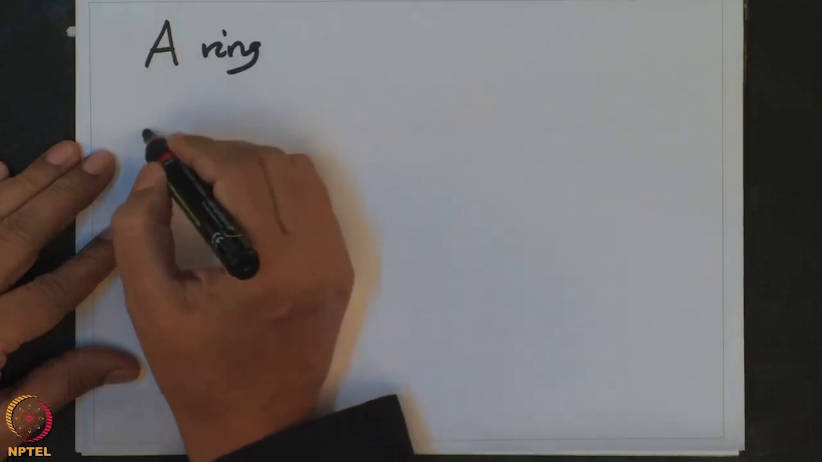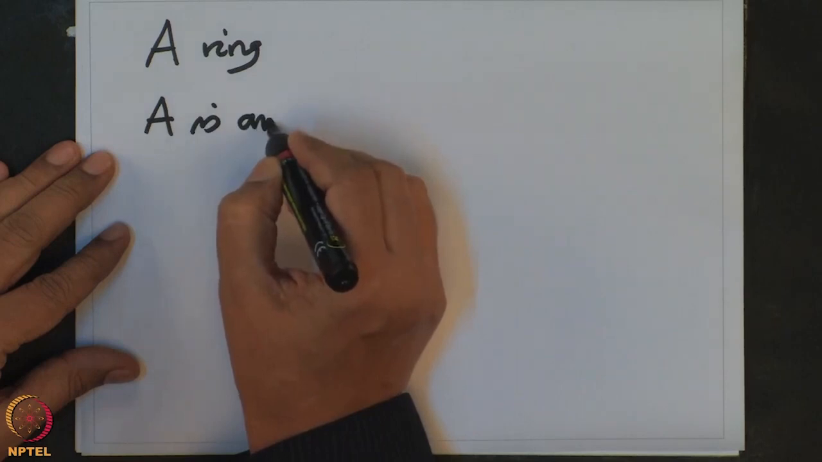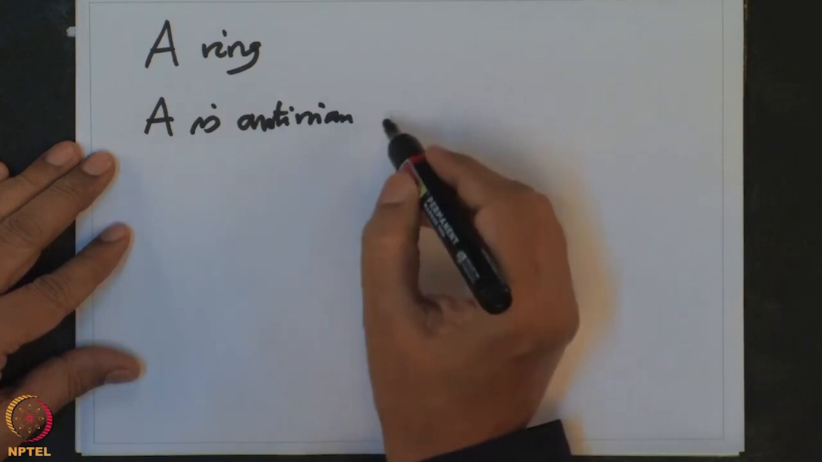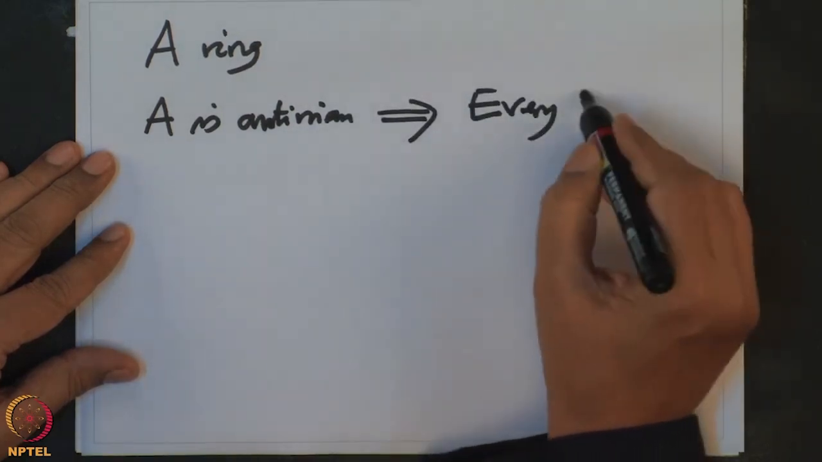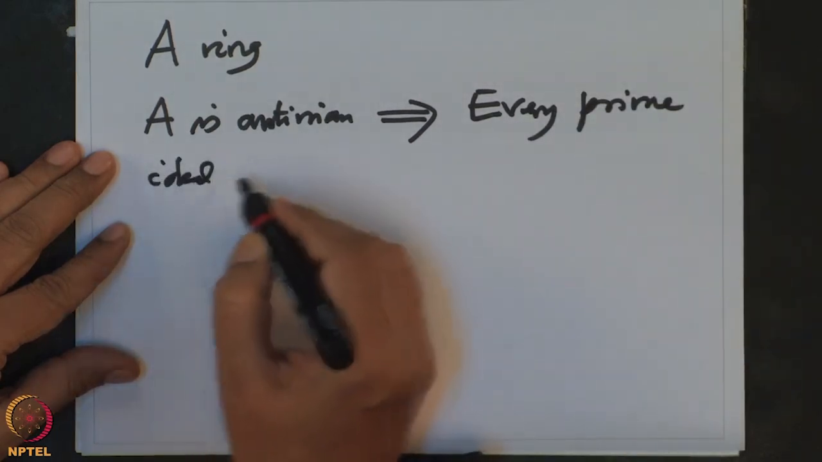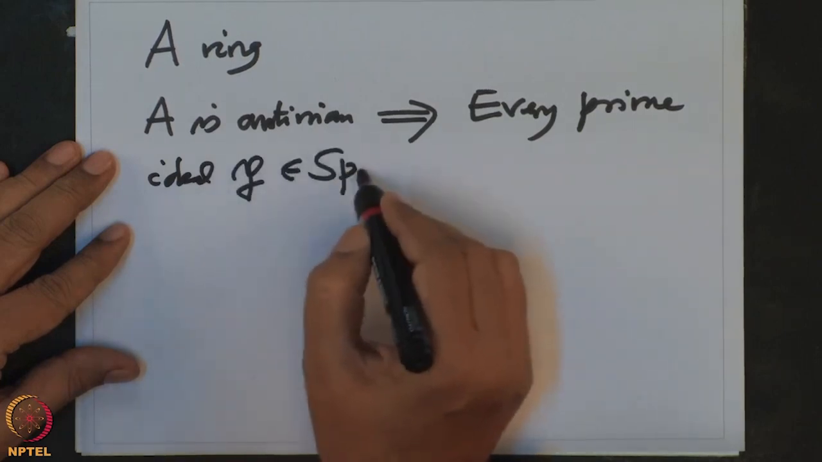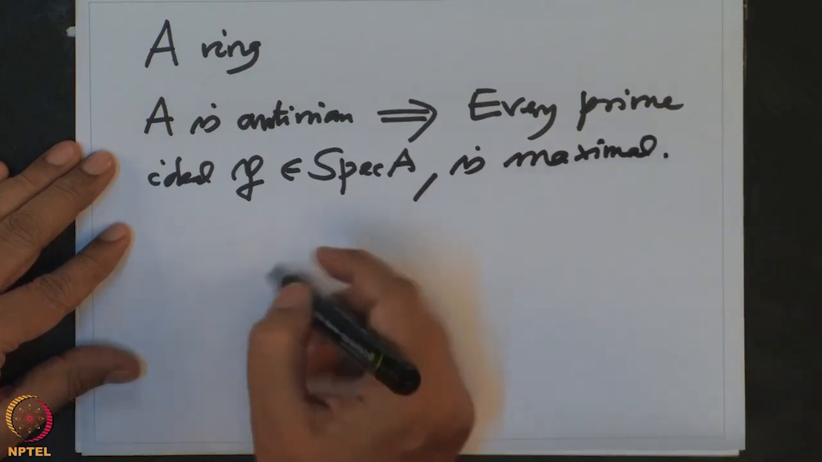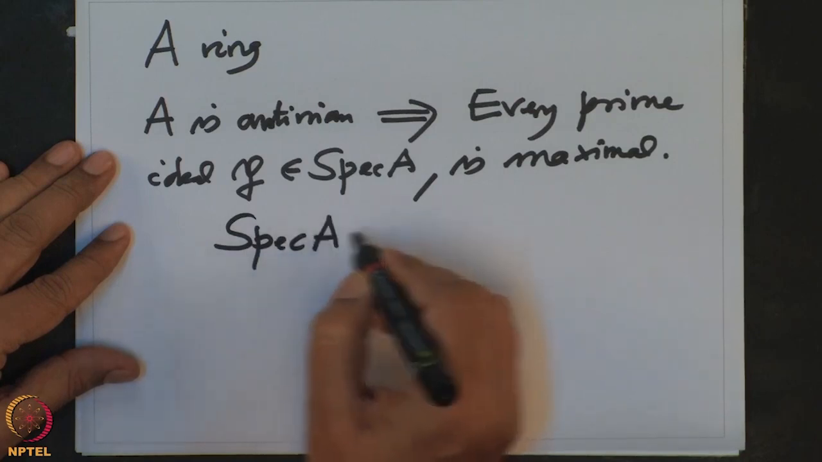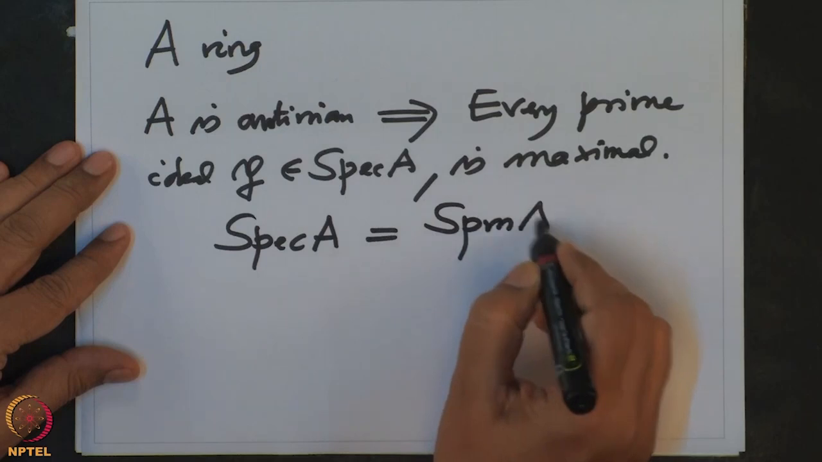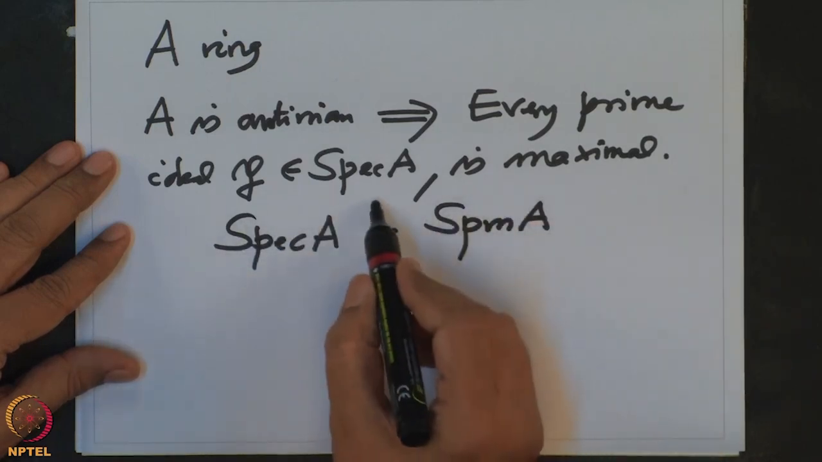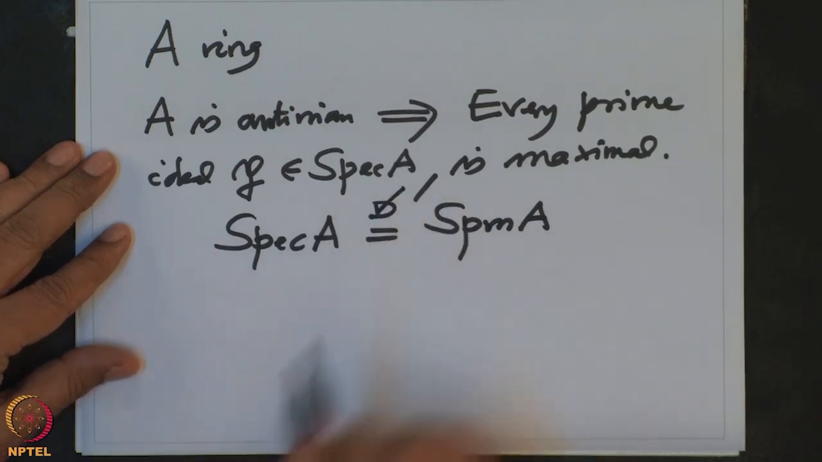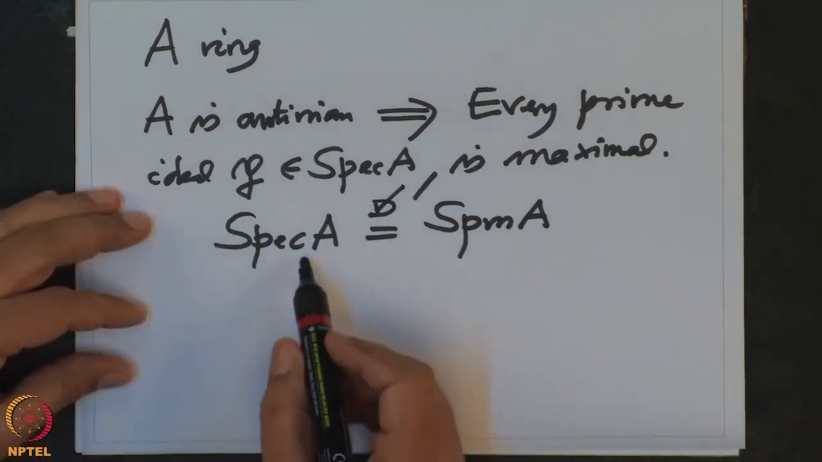All right, now the next important observation I want to show is the connection with the prime ideal. So suppose I have a ring A and suppose A is Artinian. Then every prime ideal P in A, that is P belonging to Spec of A, is maximal. That means in our notation, Spec of A equals Spm of A. This is the set of maximal ideals, this is the set of prime ideals, and in general this inclusion is always there, but we are proving equality. So we want to prove that every prime ideal is maximal.